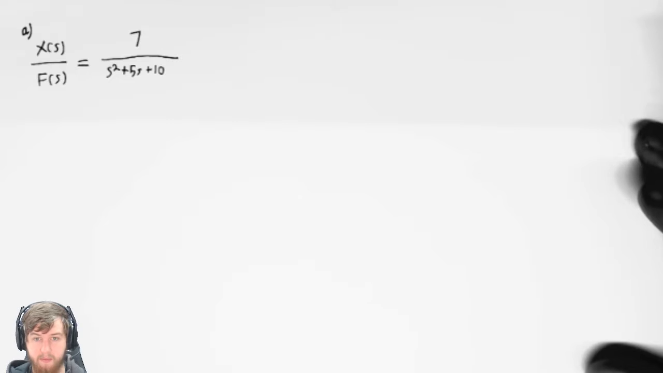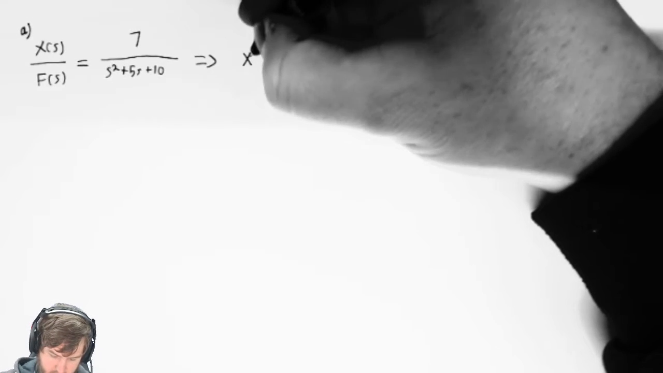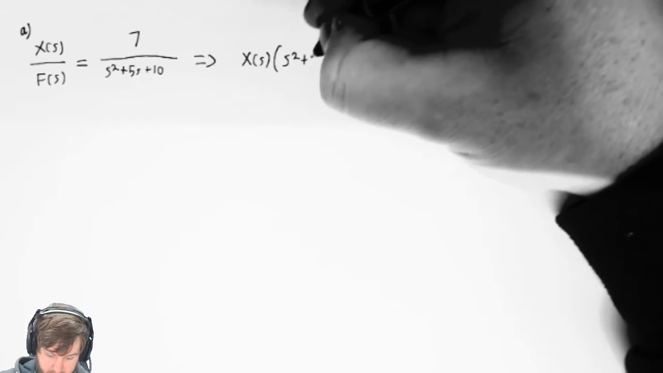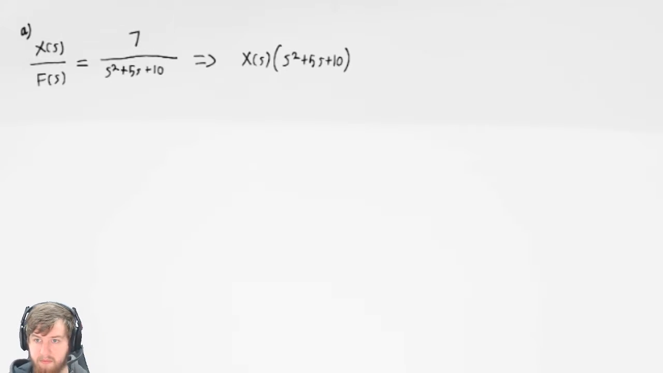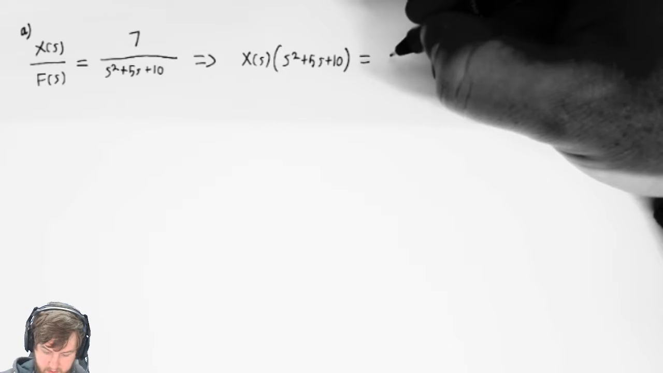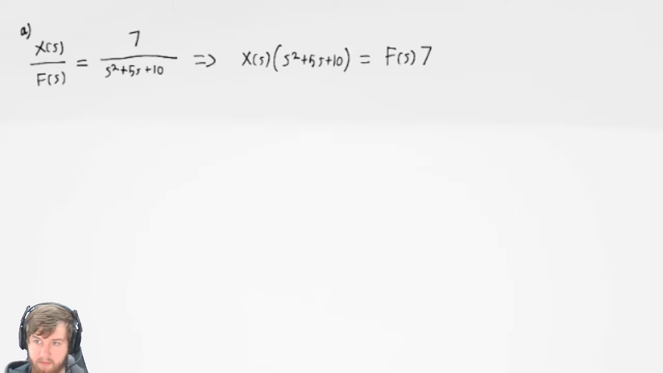What we can do is multiply the f of s by 7 and our x of s by the polynomial on the bottom. And so we end up with x of s times s squared plus 5s plus 10 is equal to f of s times 7. Yeah, that makes sense.